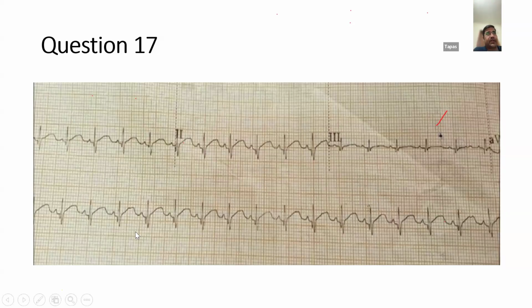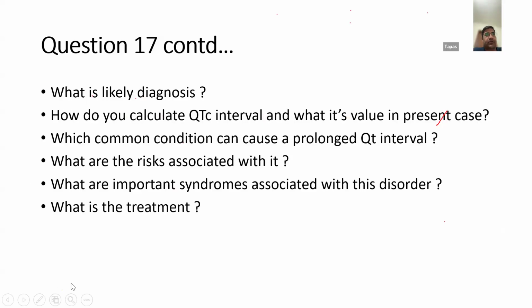Okay, so what are the common conditions that can cause a prolongation of QT interval? Common conditions. Hypocalcemia, hypomagnesemia. Okay. And what are the risks associated with long QT? Azithromycin. Okay. Sudden death.